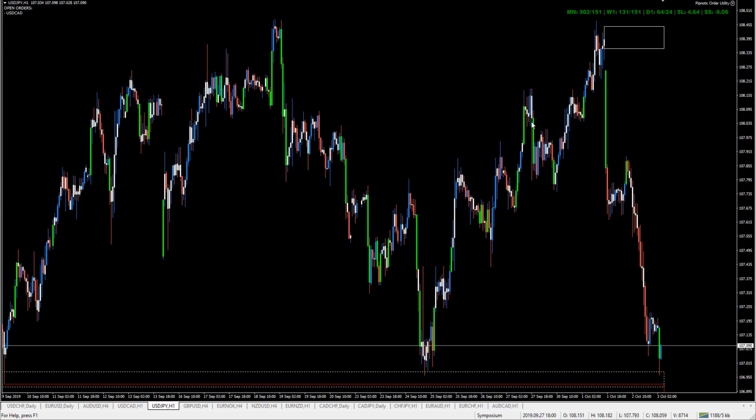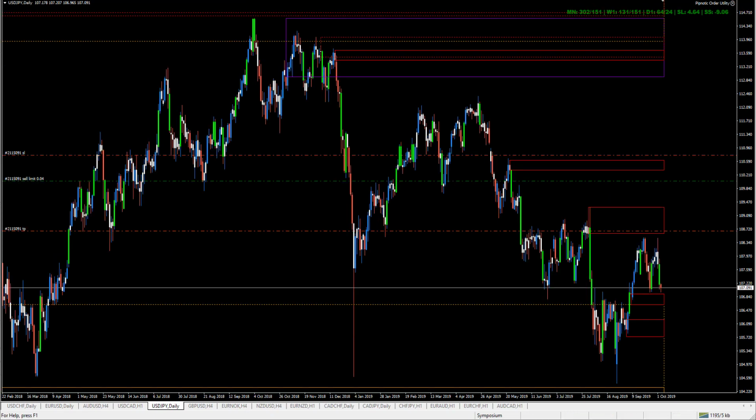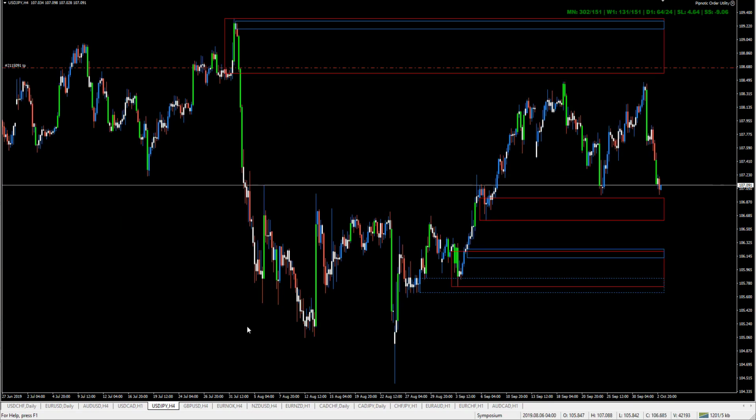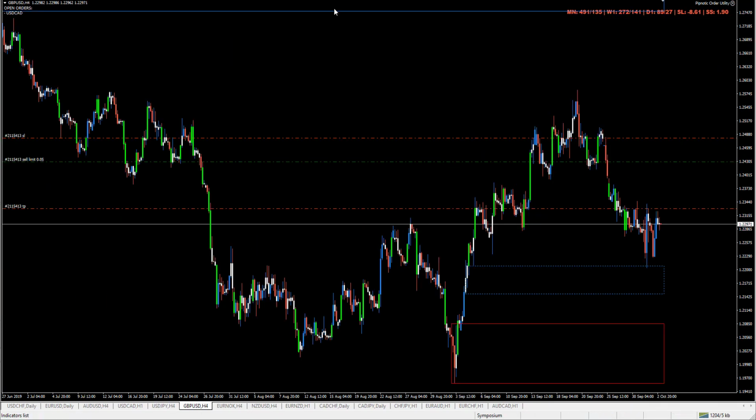Okay, so let's go to the dollar. Japanese yen. That's really far away from price still. That'll certainly expire before anything happens. The pound, what do we have? That's also really far away. Look at that, by the way.